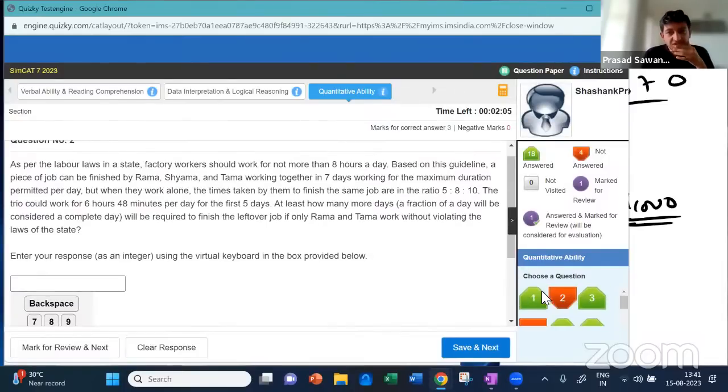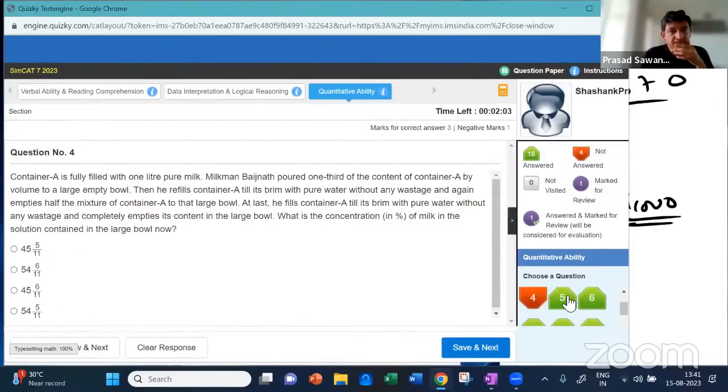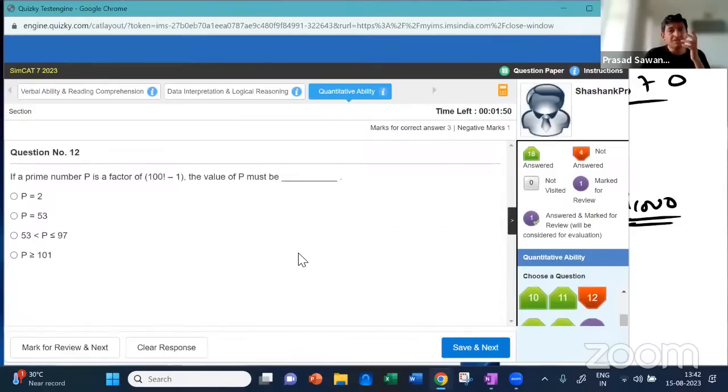Okay, this was a question that we had skipped. This was too painful, but manageable, I think. Which one was the one that we marked but didn't attempt? Okay, something like this. P is a factor of 100 factorial minus 1. Value of P must be something. Okay, let me check this once.